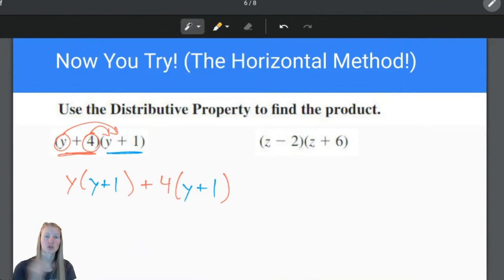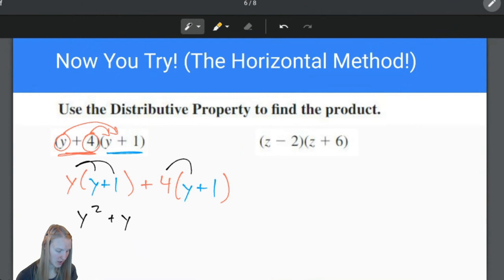Now, we're just going to do the distributive property like we usually do. So y times y is y squared. Y times 1 is y. More distribution rainbows. 4 times y is 4y. And 4 times 1 is 4.